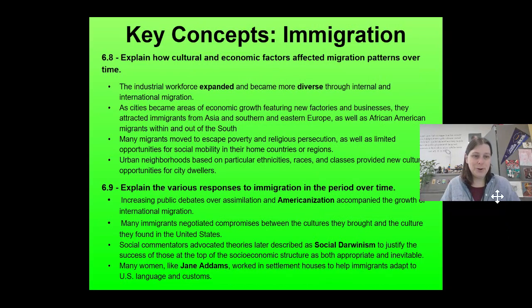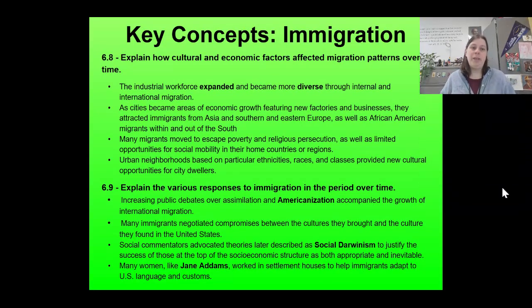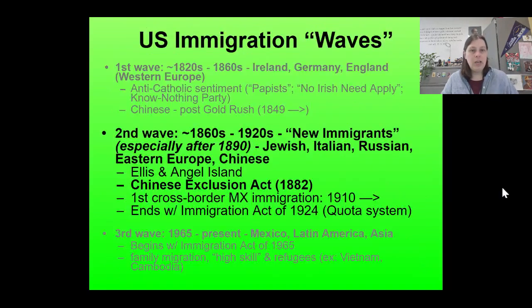Next topic for the Gilded Age. This is another big era of immigration. We have three big immigration waves in the United States. The first immigration wave we talked about back in the Historical Period 5 video. That was where we have people mostly coming from Ireland and Germany.